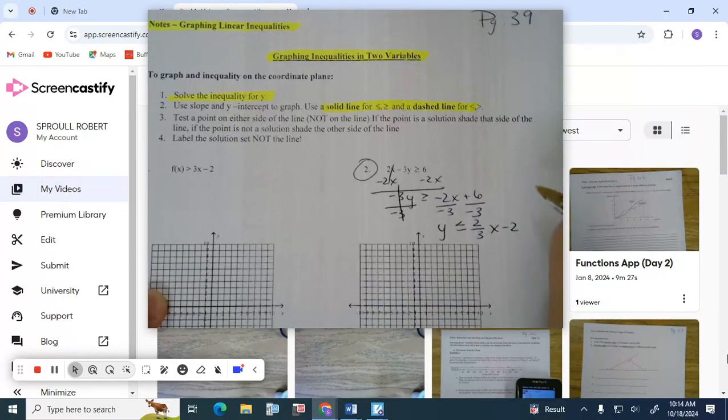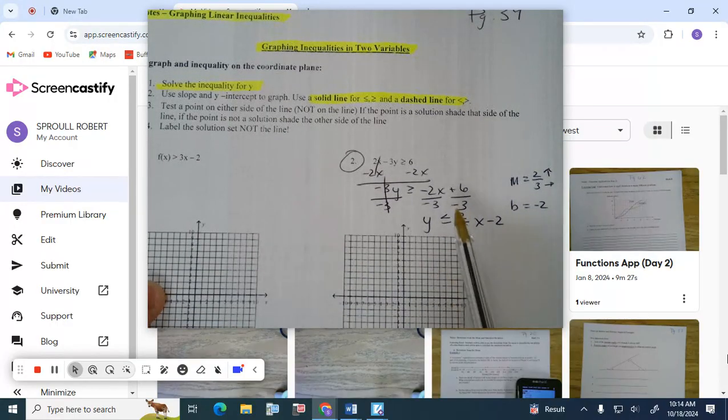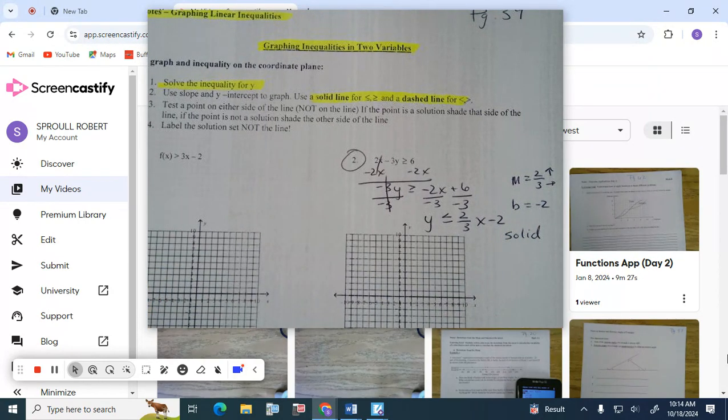2/3 x minus 2. So I'm going to put on the side a couple things. I'm going to put my slope, which is 2/3, which will be up 2, right 3. My y-intercept, which is negative 2. But I'm also going to write down, based on the inequality, because it says less than or equal to, we're including the line as our solution set. So I am going to put down the word solid to make sure I don't mess up solid versus dashed line. Okay, so I'm going to graph this line real quick.